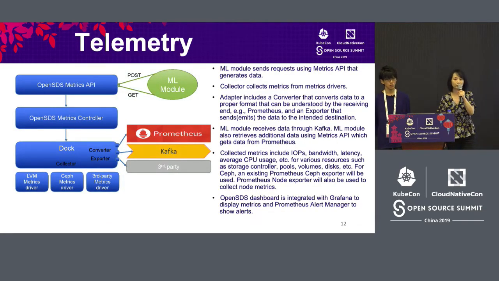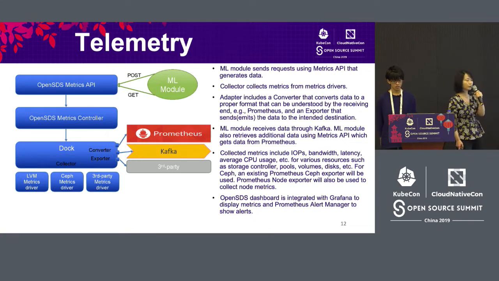This is the architecture diagram of telemetry. Here we have an API server that has post and get APIs, and then there's a controller. And then there's a dock, like a docking station, that hosts metrics drivers for LVM, Ceph, and other third-party metrics drivers. On the dock, there is a collector. The collector collects metrics from different metrics drivers, and then that data will go here.